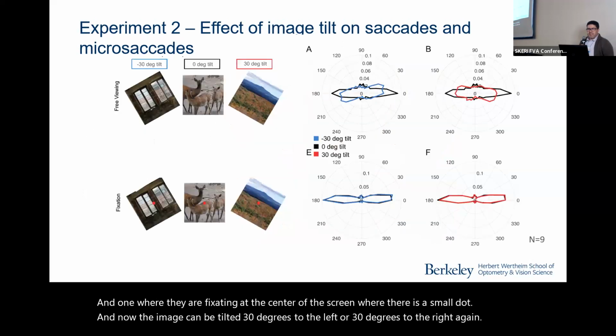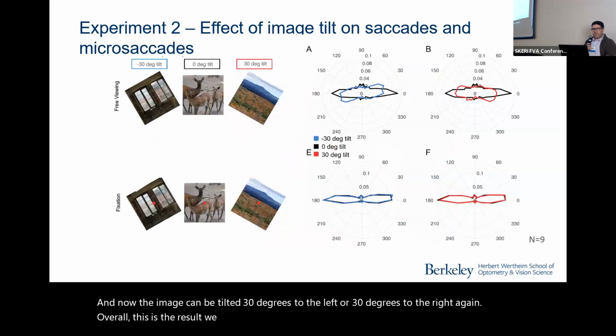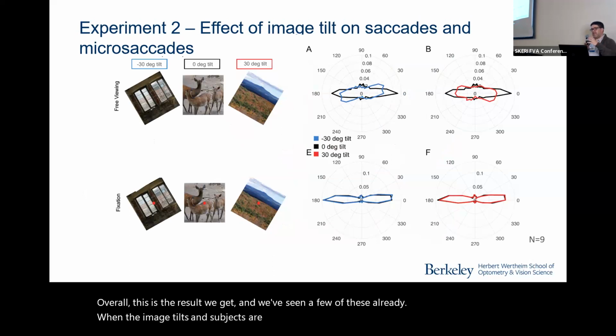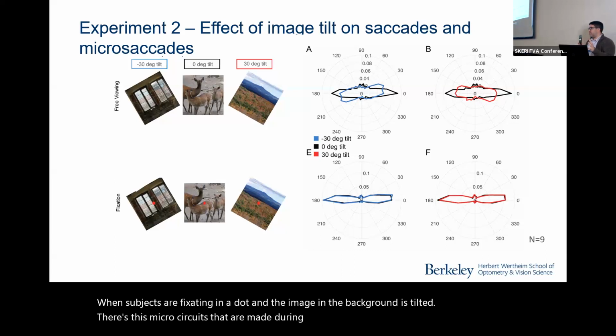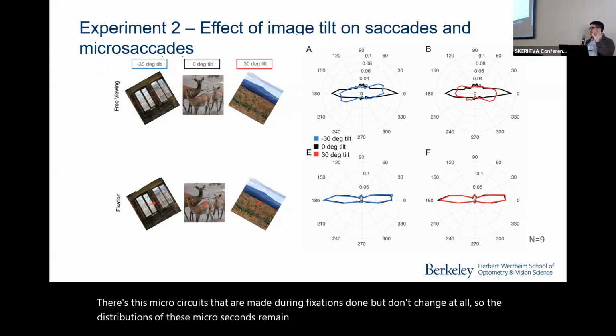Now, overall, this is the result we get, and we've seen a few of these already. When the image tilts and subjects are free viewing, the saccade directions rotate. Now, surprisingly, potentially initially, when subjects are fixating on a dot and the image in the background is tilted, these microsaccades that are made during fixations don't change at all. So the distributions of these microsaccades remain exactly the same, no matter if there is an image in the background that is tilted or upright.